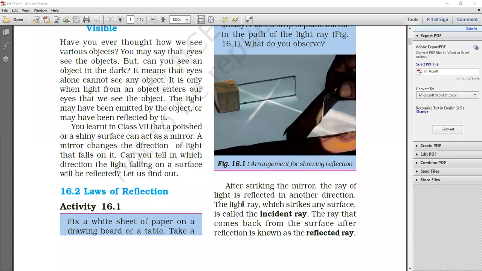Okay. Now we move to the next topic, law of reflection. We discussed the first activity in the previous class. Then we understood what is an incident ray and what is a reflected ray. What is an incident ray? The ray of light which falls on the mirror's reflective surface.